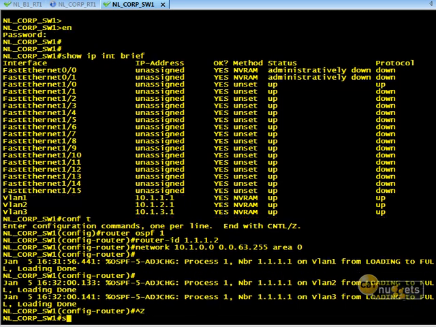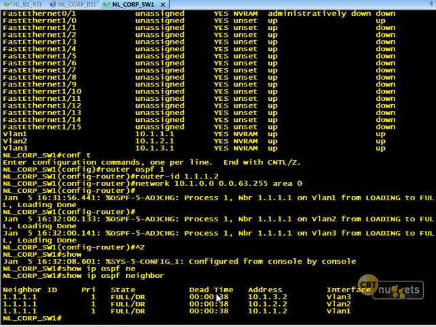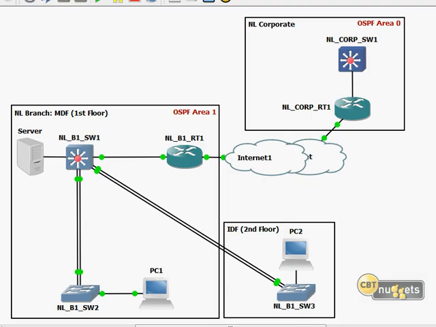Who are these 3 neighbors? Let me do a show IP OSPF neighbors. And I see they are all 1.1.1.1, the router ID 1.1.1.1. It's all going to the same place because, again, remember I told you this is a weird setup that I've got.